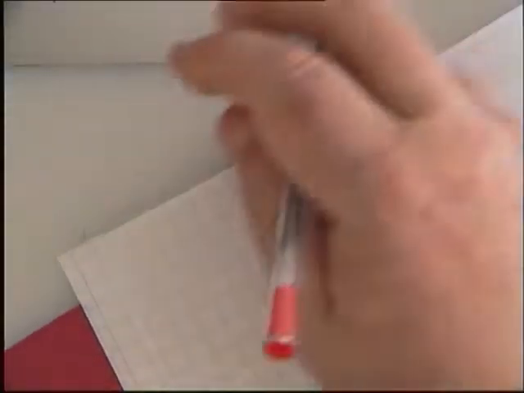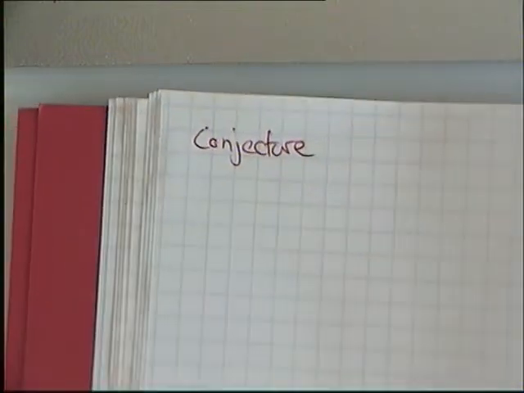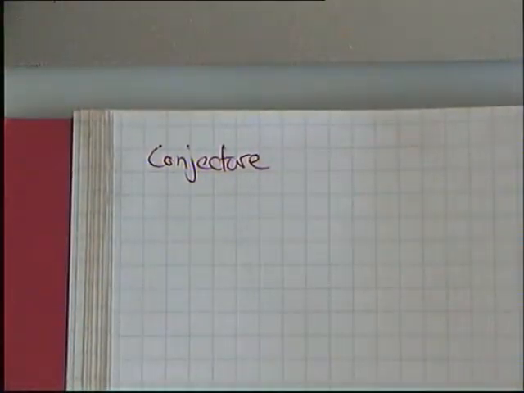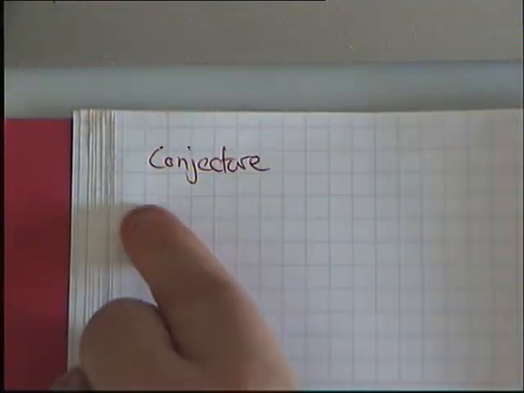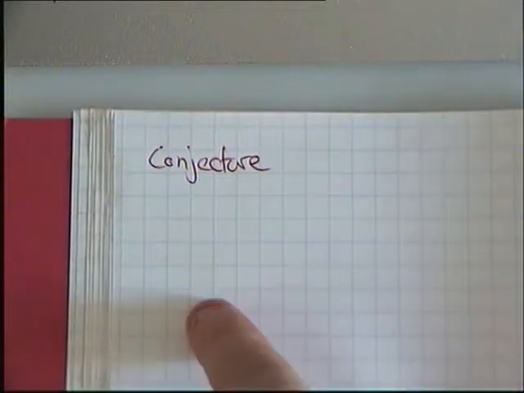What you're going to do is write a conjecture. Now a conjecture, great maths word, means like a hypothesis. What do you think is going on? What pattern have you spotted? So I want you now to write down the pattern that you think you spotted.